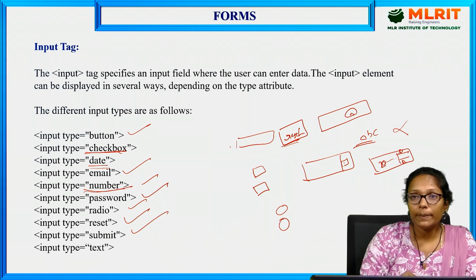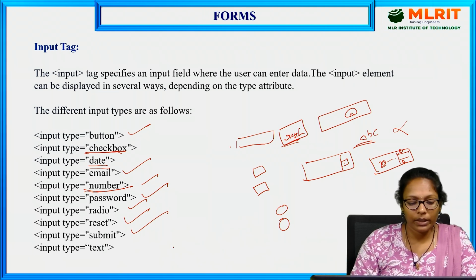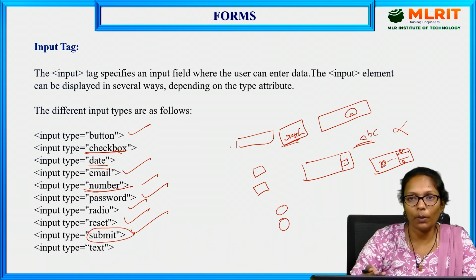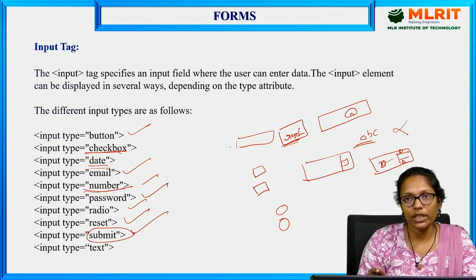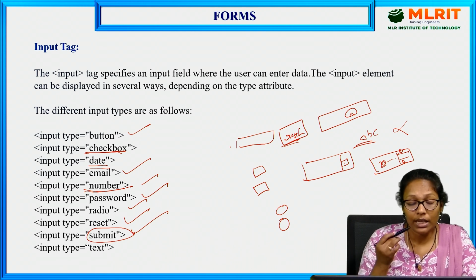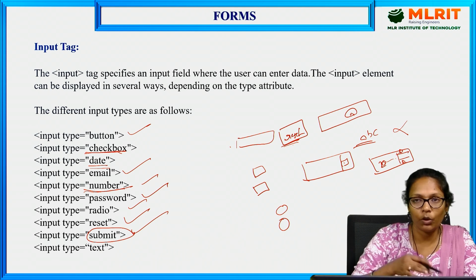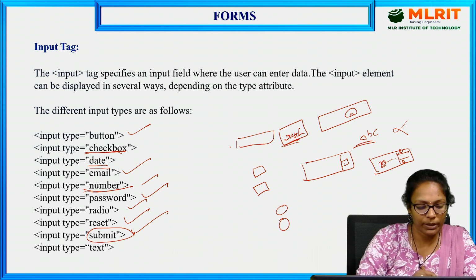Input type is equal to submit is also a button. Generally this submit button will submit the form to the server. So if you are connecting to the server, or if you're connecting to some backend program, the submit button will submit the content to the backend application. Whatever application you're giving it to, it will submit to that application.